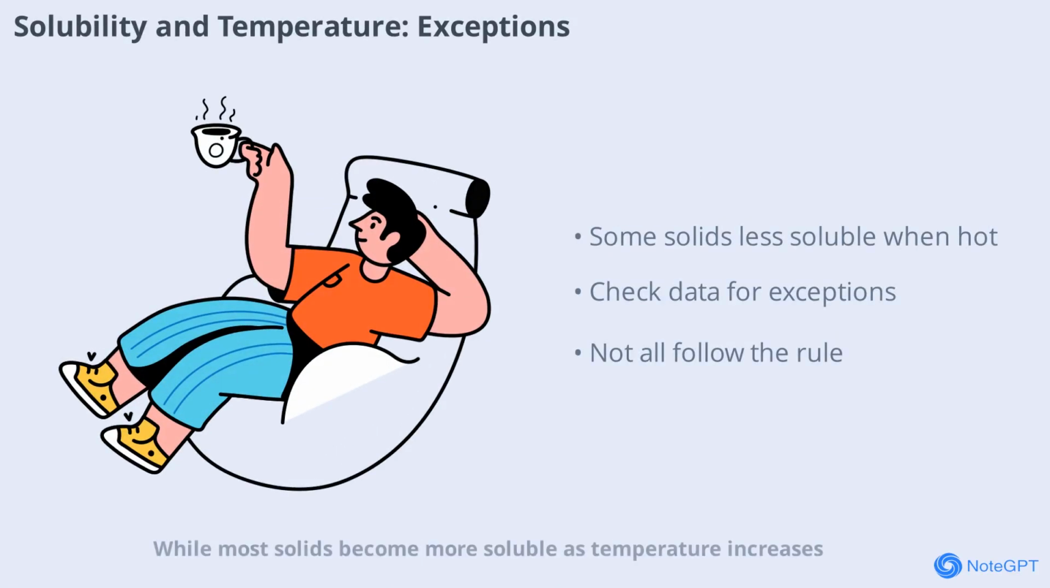While most solids become more soluble as temperature increases, there are exceptions. Some salts, like calcium sulfate, actually become less soluble at higher temperatures. It's important to check solubility data for each substance, as general rules don't always apply.